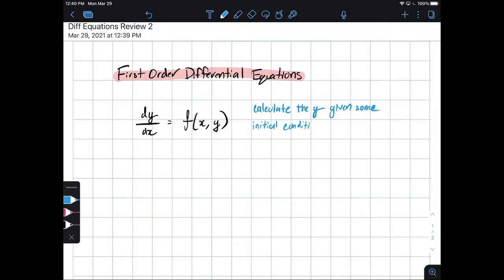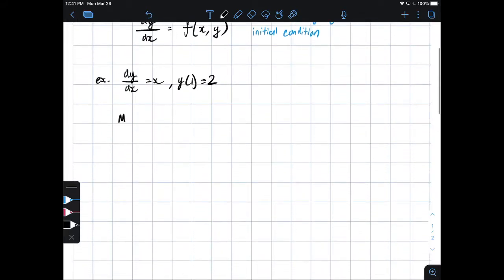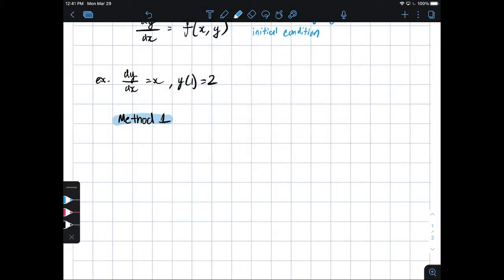There we go. So we're going to do a really basic problem that was featured in the notes. We're going to say that dy/dx is equal to simply x, and then y of 1 is equal to 2. And for this, we're actually going to use two methods, just to cover all the bases. So let's just do that.